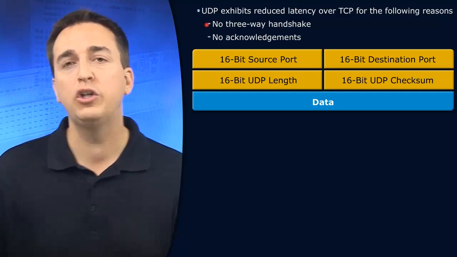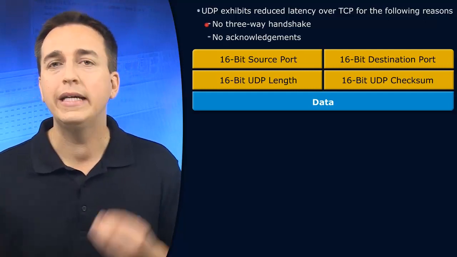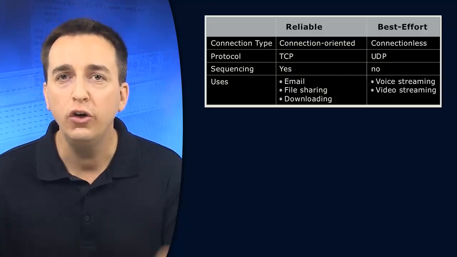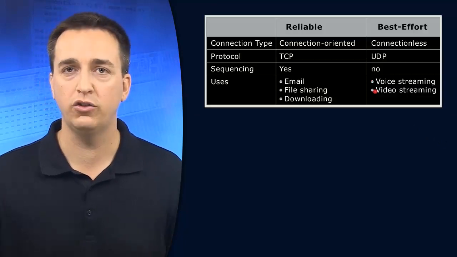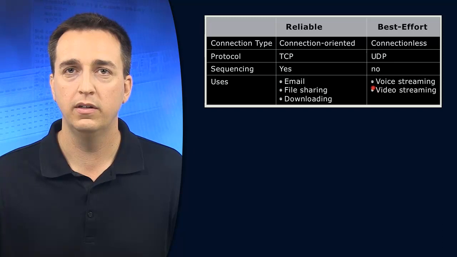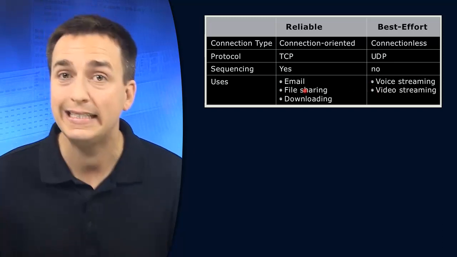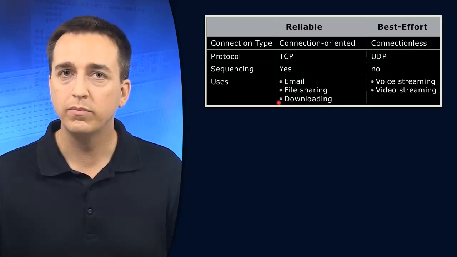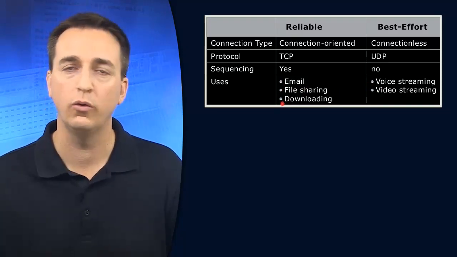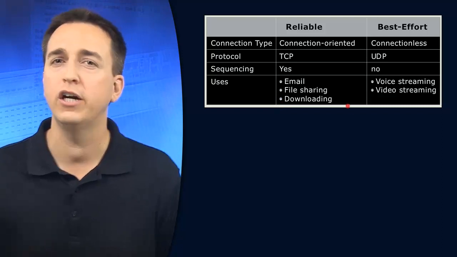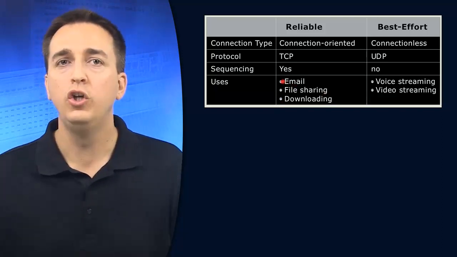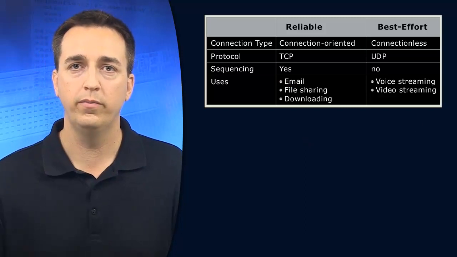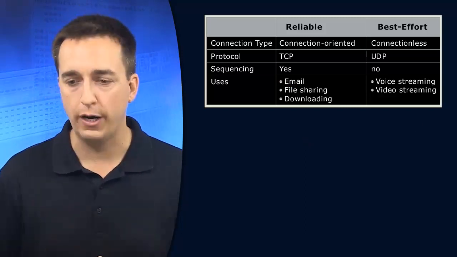So with this reduced latency, we can now understand why we choose UDP for voice and video streams, and why we choose TCP for email, file sharing, downloading, accessing the web, and so on and so forth. If you're still not sure why, let me give you an example. You want to access a Word doc in your network. So you access that Word doc.